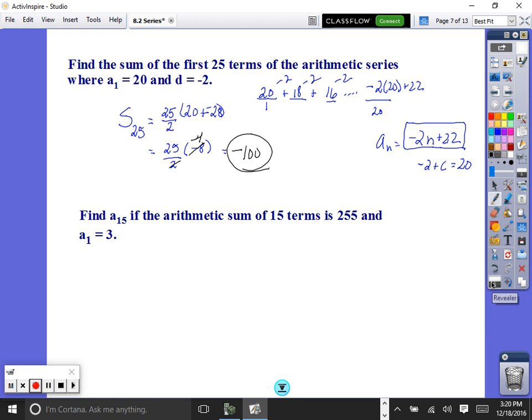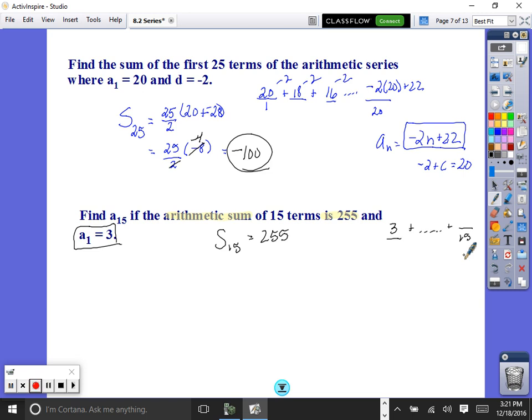Let's try another one. Find a sub 15, the 15th term, if you know the arithmetic sum of 15 terms is 255. So I know S of 15 is 255. I also know my first term is 3. So I have 3, all the way to the 15th one.